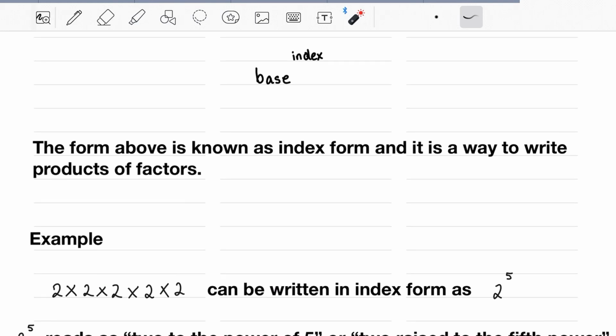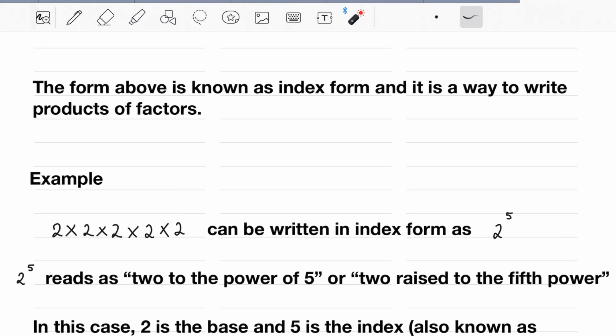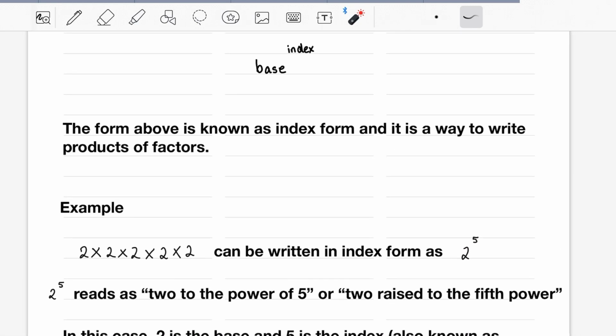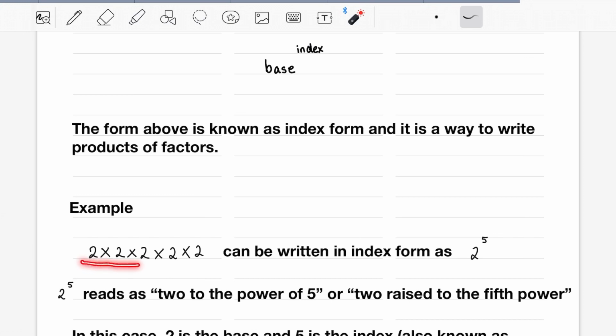So here's an example. 2 multiplied by 2 multiplied by 2 multiplied by 2 multiplied by 2. So this is 2 multiplied by itself 5 times. It can be written in index form as 2 to the power of 5, or 2 raised to the power of 5. That's how you would say it. And as you can see, it's a very condensed form of this multiplication, so it saves us a lot of time when it comes to writing what we mean.